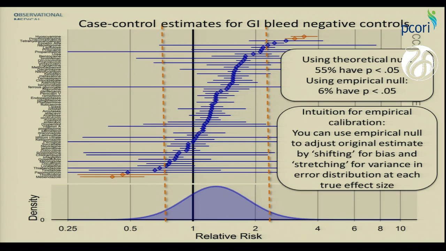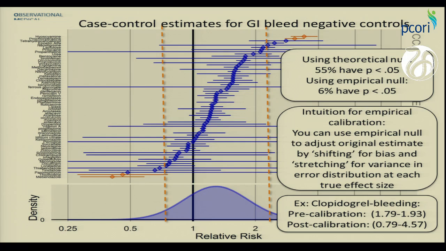I'm not going to go through the details of the math, but basically the intuition that we've been working on about empirical calibration is, can we take that empirical null distribution down below and embed it into our analysis to adjust the effect estimate based on what we've just now learned? So intuitively, you could imagine that you've got an effect estimate. You want to move it to adjust for how much bias you observed, and you want to stretch out that confidence interval to deal with how much uncertainty you didn't account for based on sampling variability alone.